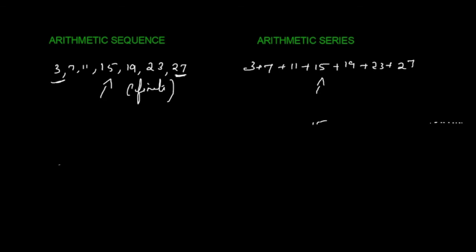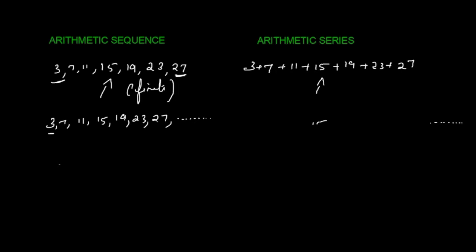What is an infinite sequence? Can you tell me what an infinite sequence is? Next we'll see the infinite sequence. That is 3, 7, 11, 15, 19, 23, 27 and so on. That means the beginning term is 3 and it does not have an ending number. Can you find any ending number here?